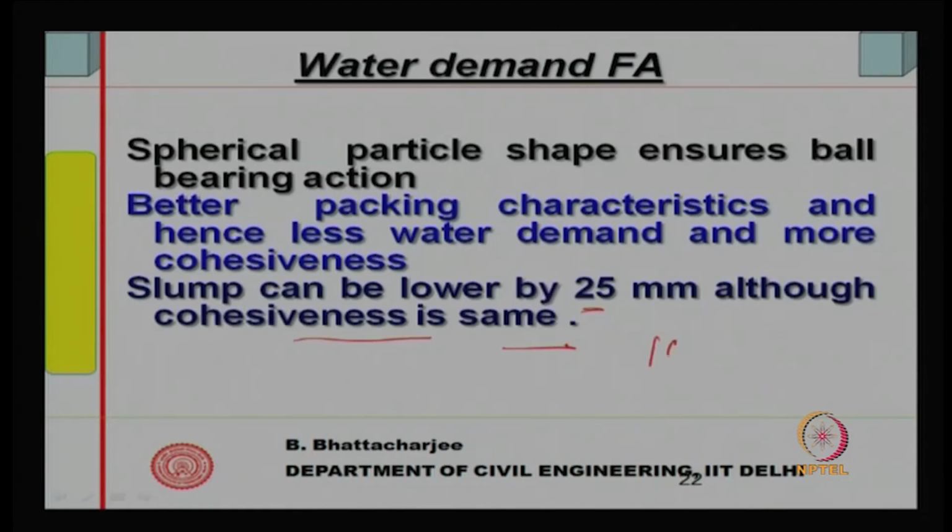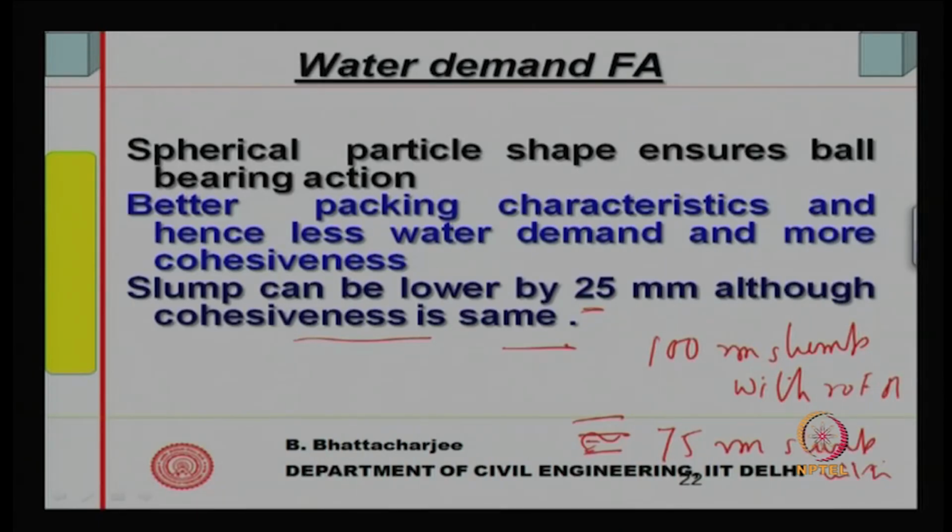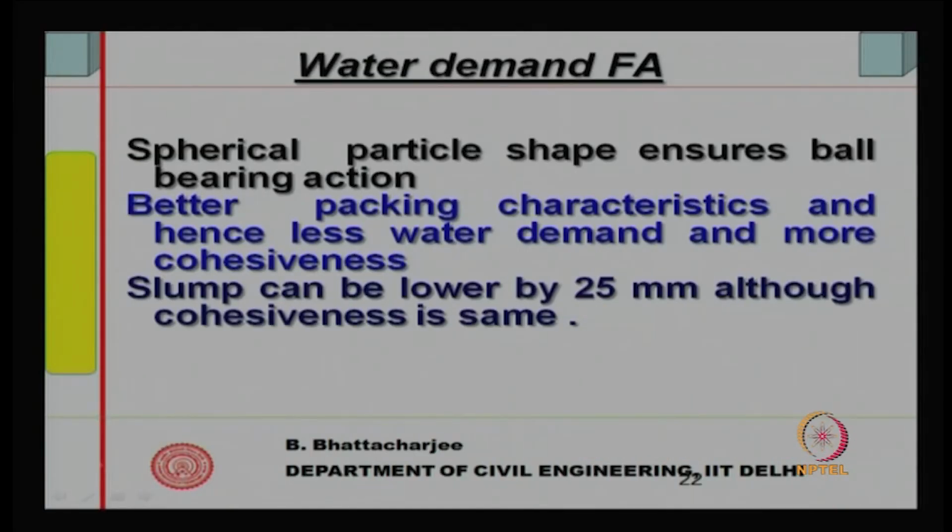So, 100 mm slump with no FA is equivalent to 75 mm slump with FA. So, therefore, 25 mm slump reduction would occur, although we find that cohesiveness is the same.